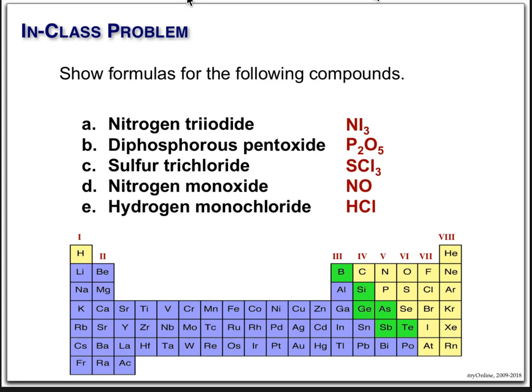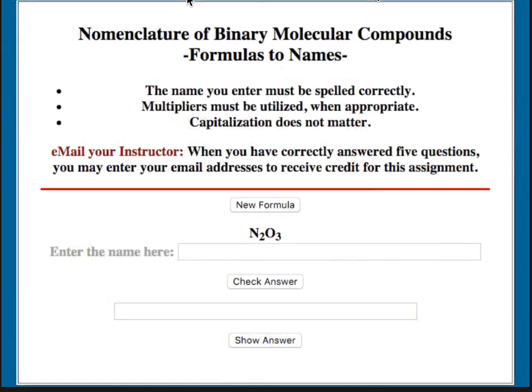Well, I'm sure the burning question is, where's the tutorial? There it is. In 203. Go ahead and write it down. N2 is going to be dinitrogen. This is oxide, and we have 3 of them. Dinitrogen trioxide.